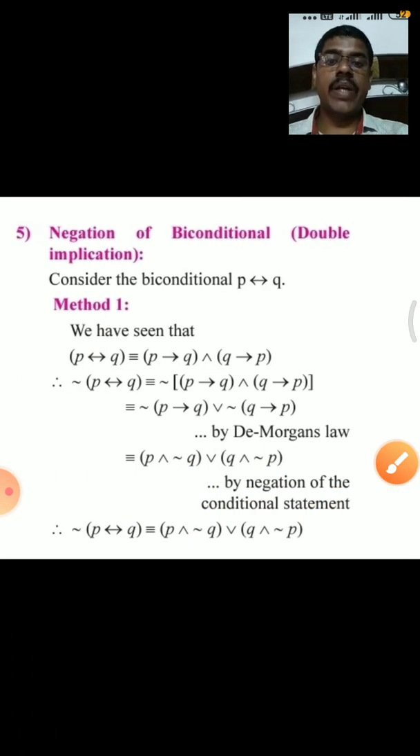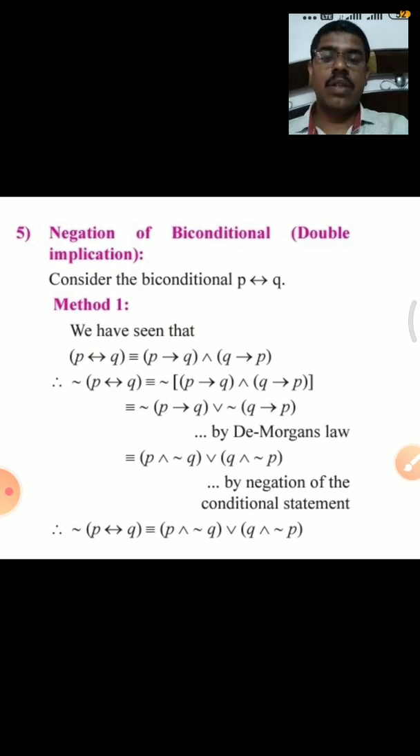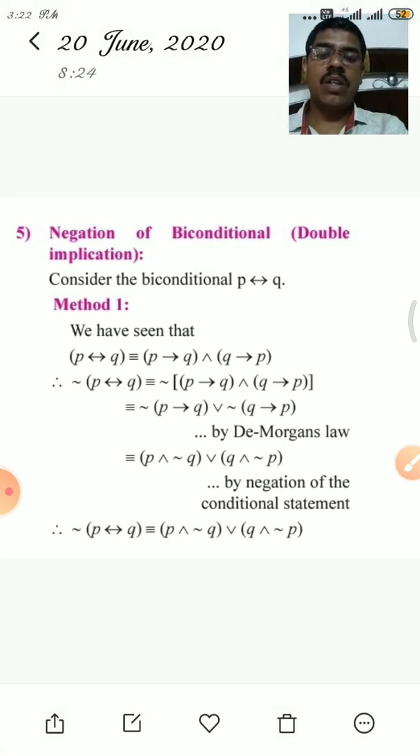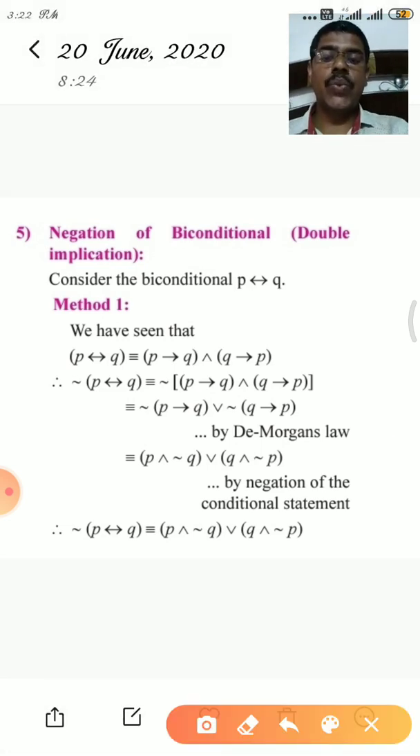Next, negation of biconditional, or double implication. We have to see this: P biconditional Q is equivalent to P conditional Q and Q conditional P. Then take their negation. Therefore, negation of P biconditional Q is negation of P conditional Q and Q conditional P. Then we have to apply De Morgan's law here.